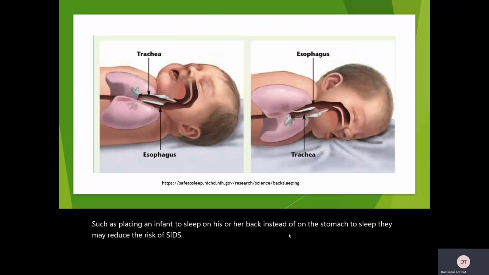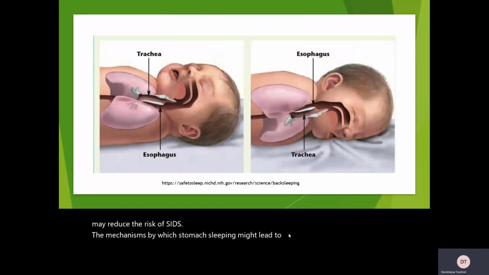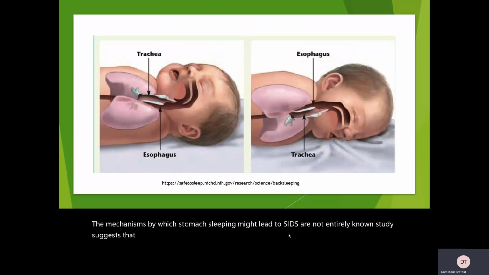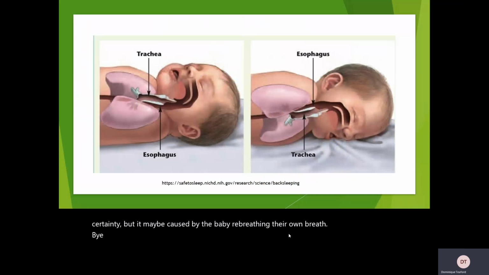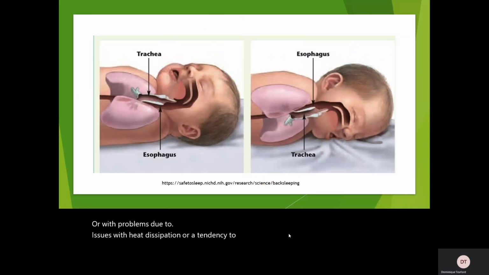The mechanisms by which stomach sleeping might lead to SIDS are not entirely known. Studies suggest that stomach sleeping may increase SIDS risk, and they suggest this without certainty, but it may be caused by the baby rebreathing their own breath, by upper airway obstruction, or with problems due to issues with heat dissipation or a tendency to overheat.